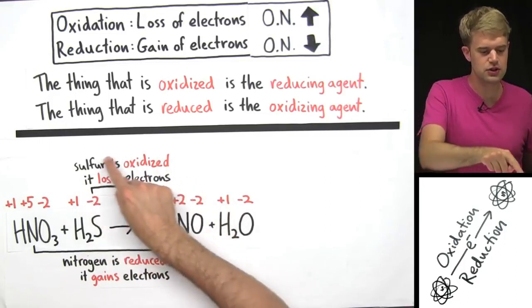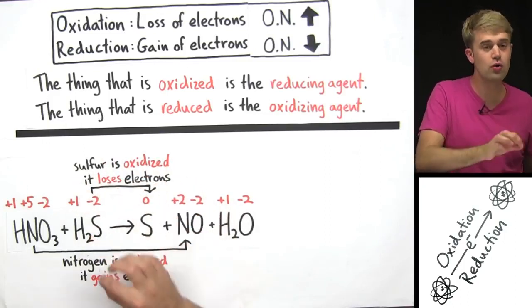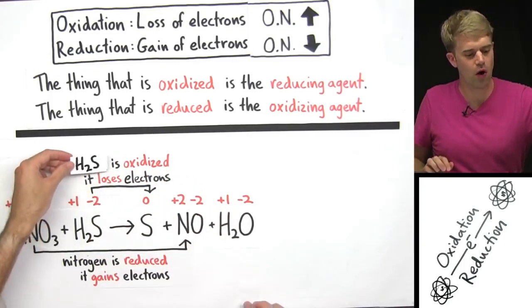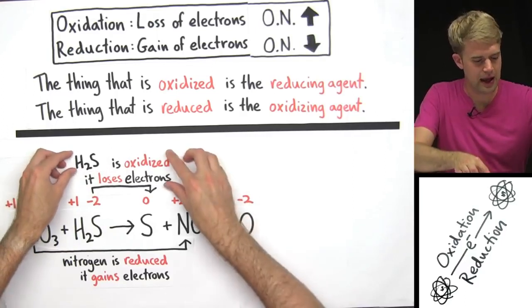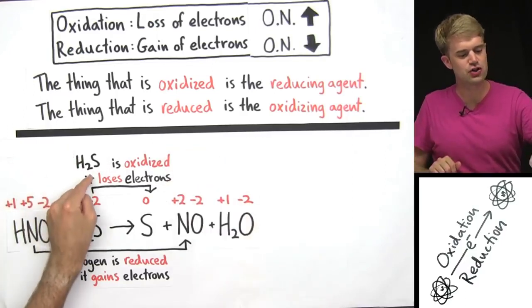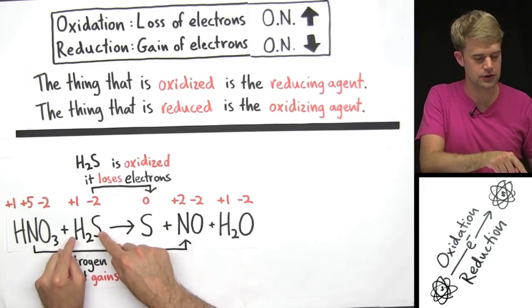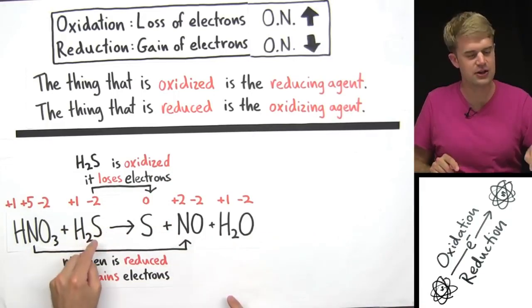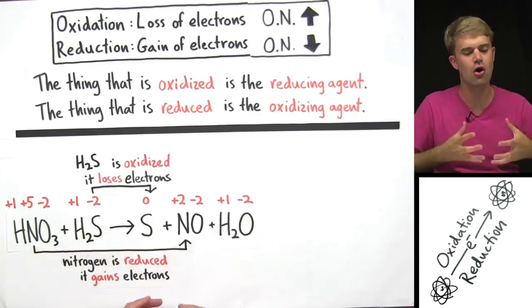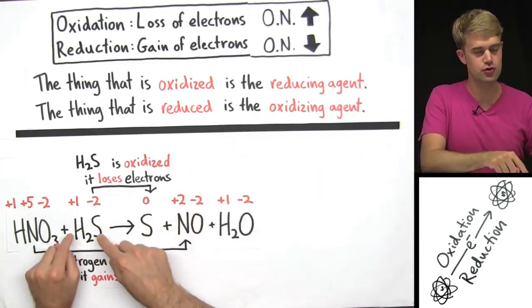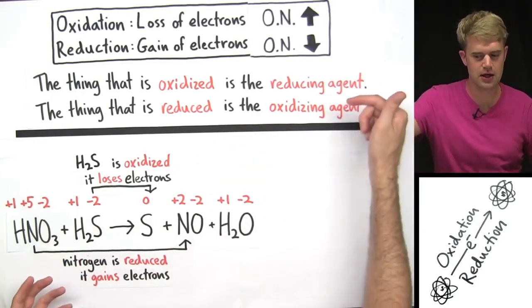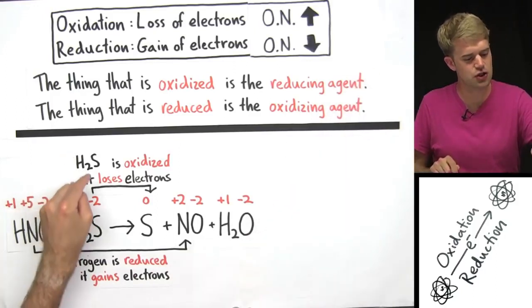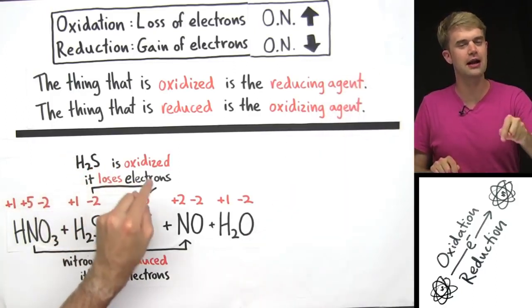So I'm saying here that sulfur is getting oxidized, totally true. But we also probably want to say, in problems like this, that really H2S is being oxidized. Right? Sulfur is losing electrons, but sulfur is part of H2S. So H2S as a whole is losing electrons. So that's what we're going to say for this oxidizing reducing agent thing. We're going to say that it's H2S that's getting oxidized.